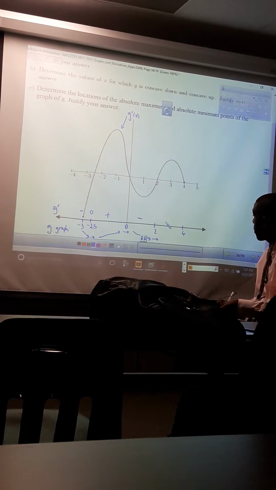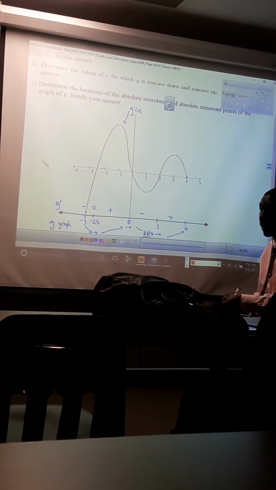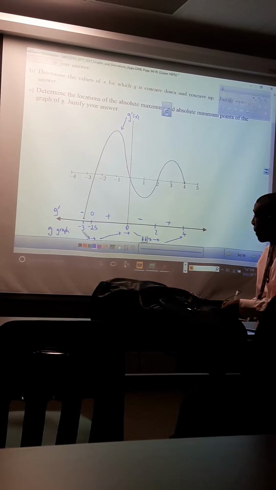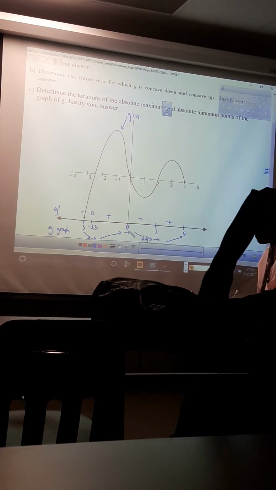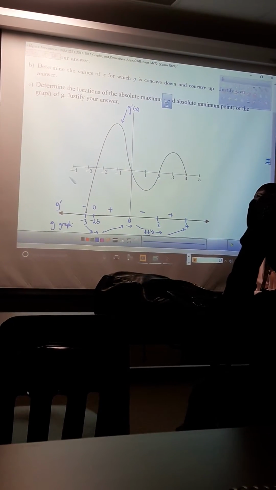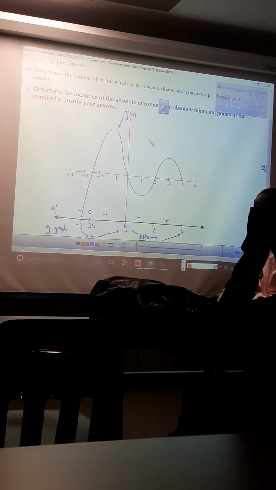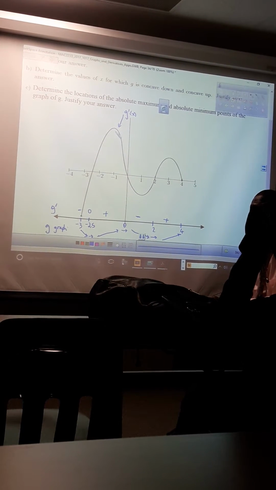Therefore, what is G doing from 2 to 4? Increasing. And that's how we got those max and min. Max, min, max, min, max. Kind of tricky. Yes, more than kind of. Now, same concept for concavity.